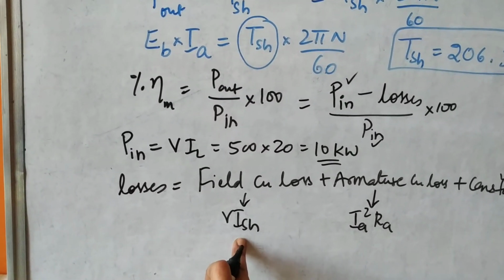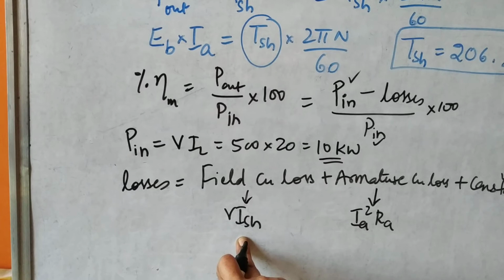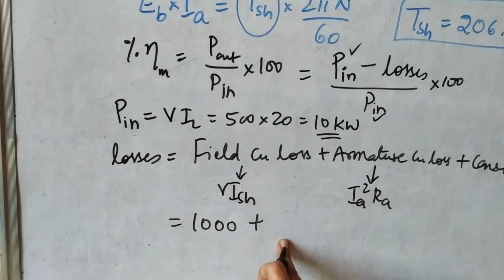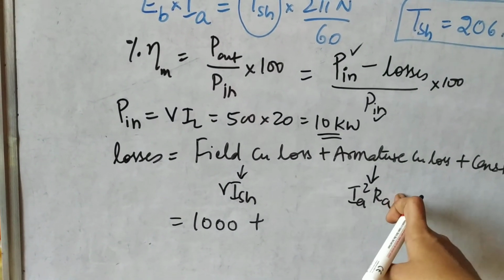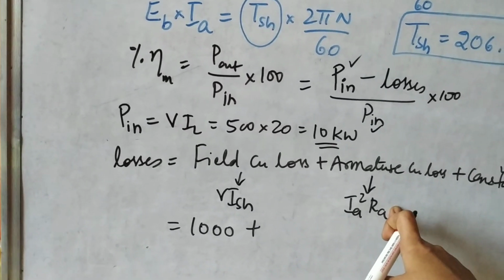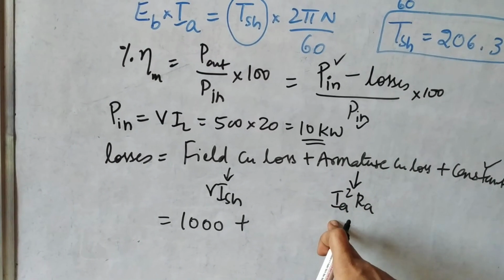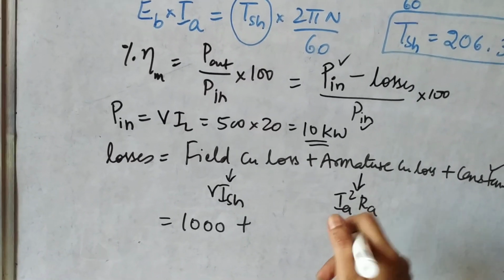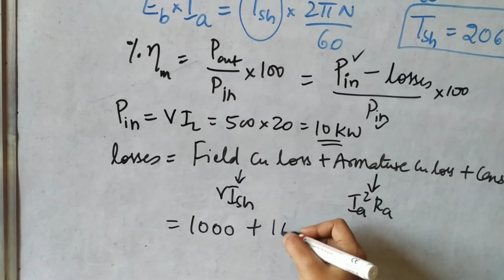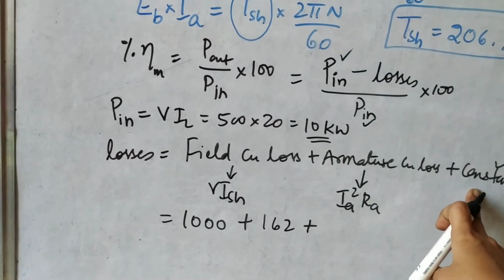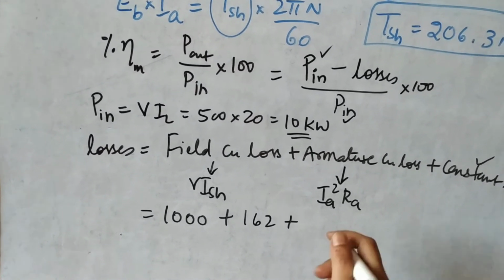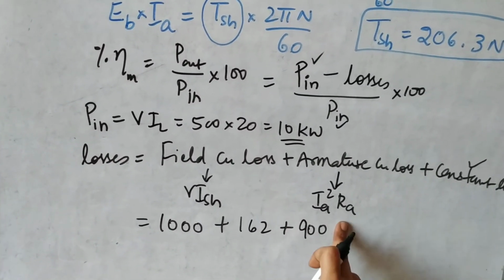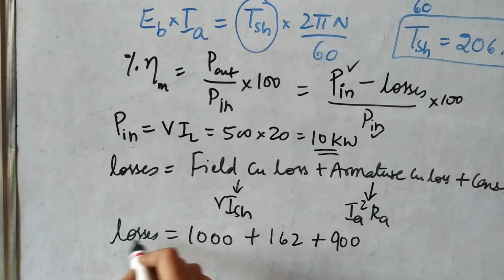Okay, so this V into I_sh results in 1000 watts. Check that this results in 1000 watts, plus I_a square into R_a. Okay, so armature current we got 18 ampere, so 18 square into R_a value, 0.5. So when you multiply that, you will get around 162. Okay, plus the constant loss. Constant loss they have given as 900. Okay, so sum up all this. So this will be the total losses.